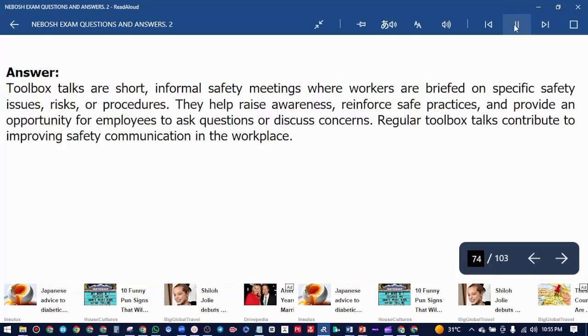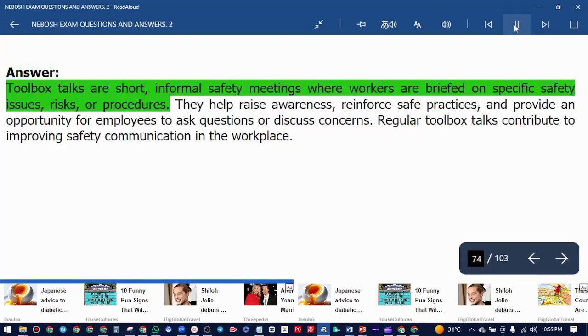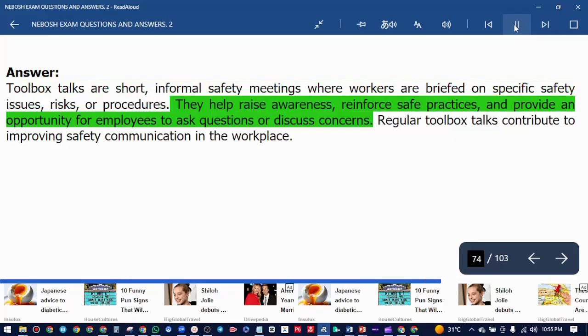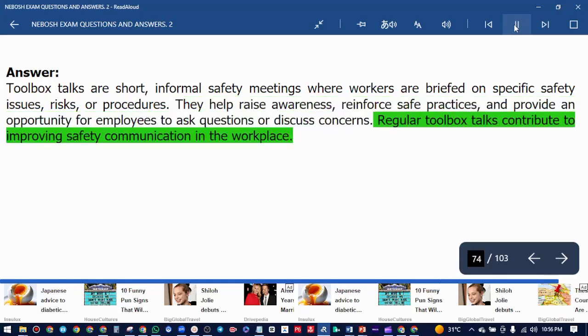Question. What is the significance of toolbox talks in a safety management system? 36. Answer. Toolbox talks are short, informal safety meetings where workers are briefed on specific safety issues, risks, or procedures. They help raise awareness, reinforce safe practices, and provide an opportunity for employees to ask questions or discuss concerns. Regular toolbox talks contribute to improving safety communication in the workplace.